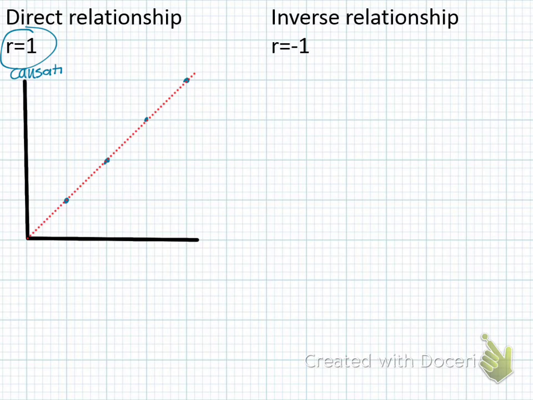When the R value is -1, let's say we had causation. That's when one thing causes the other thing. Let me go back. I'll come back to that causation thing. We'll focus on inverse relationship. Okay, inverse relationship. Let's say we had dots that look like this.